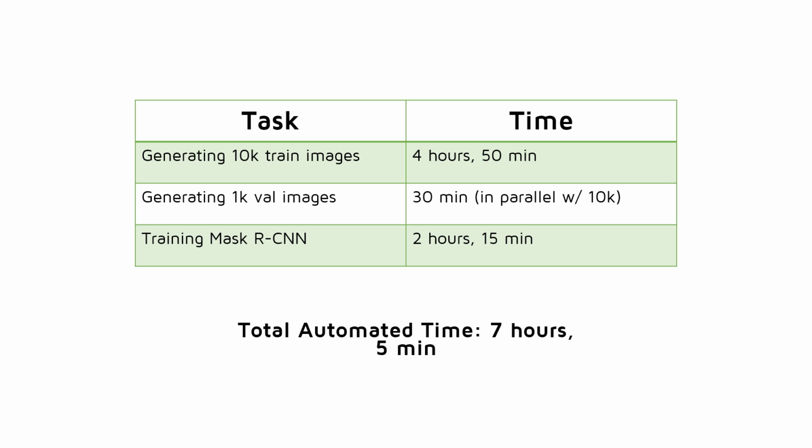And then for automated time, meaning I didn't actually have to do work, I just had to kick off a few processes that would do it for me, it took me about 4 hours and 50 minutes to generate 10,000 training images, 30 minutes to generate another 1,000 validation images, but that was able to happen in parallel. And then after I had the data sets created, I was able to train the Mask R-CNN to pretty good, impressive results in 2 hours and 15 minutes. So the total automated time came to about 7 hours, 5 minutes.